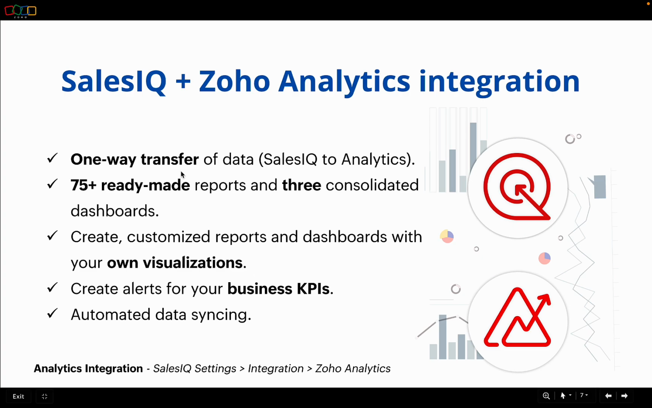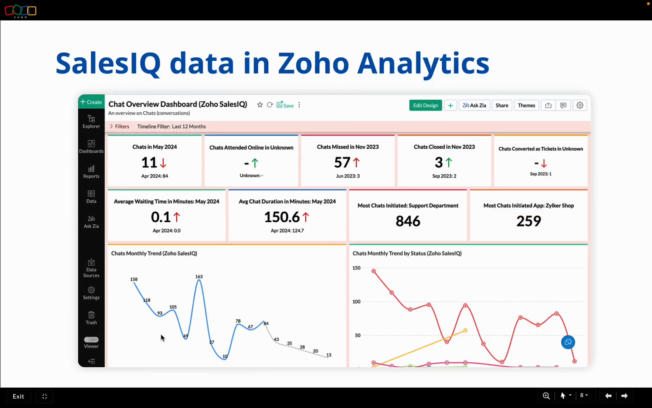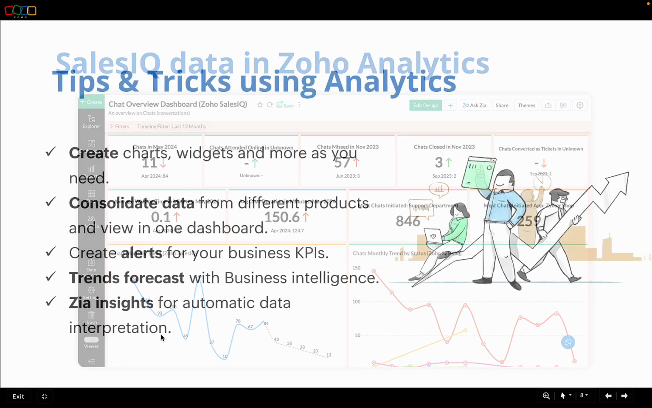So we've talked about all of this. It is a one-way transfer. You have 75 plus ready-made reports and 3 dashboards. And you can customize based on your own needs and visualizations. You can create alerts for business KPIs, and it is automated data syncing. We have seen all of this, and we have seen the dashboard as well.